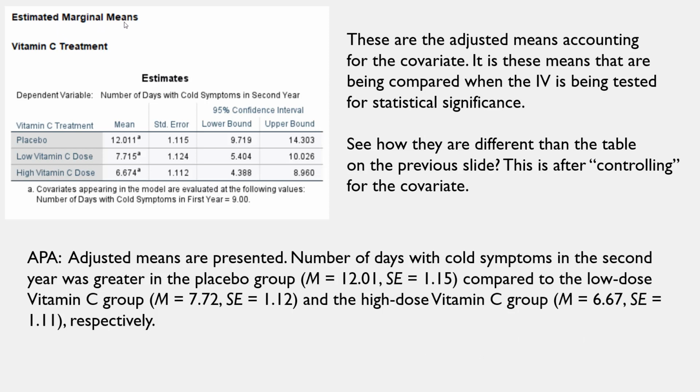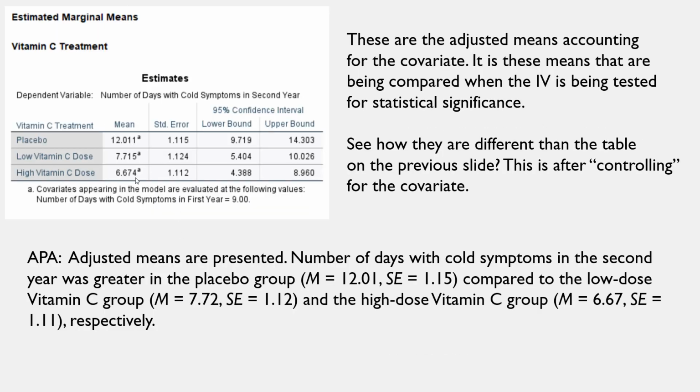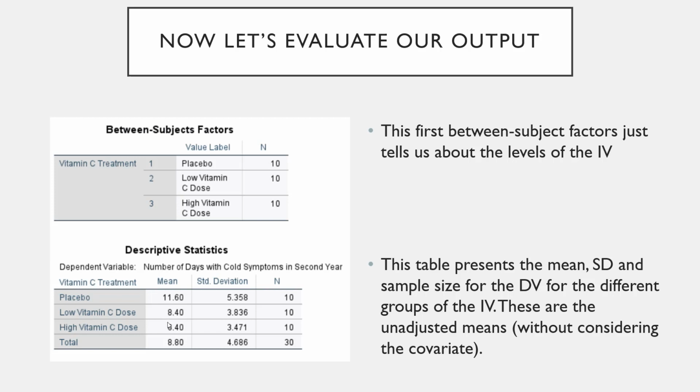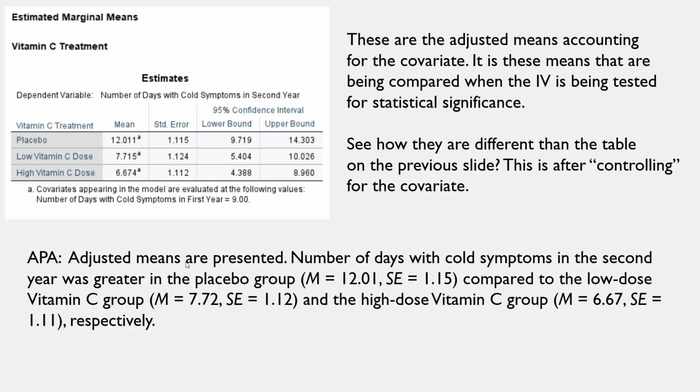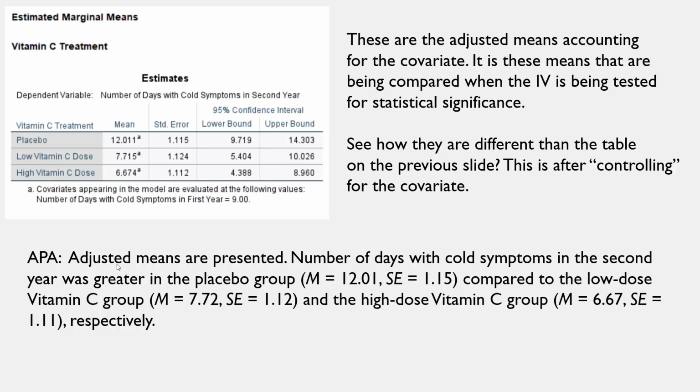All right, so then you see estimated marginal means. These are the adjusted means, which account for the covariate. It is these means that are being compared when the independent variable is being tested for statistical significance. See how they're different from the table on the previous slide? This is after controlling. So now the placebo has longer days of cold symptoms, and the low dose and the high dose have shorter days, except the high dose goes up a little bit. So we say adjusted means are presented, number of days with cold symptoms in the second year was greater in the placebo group, etc.